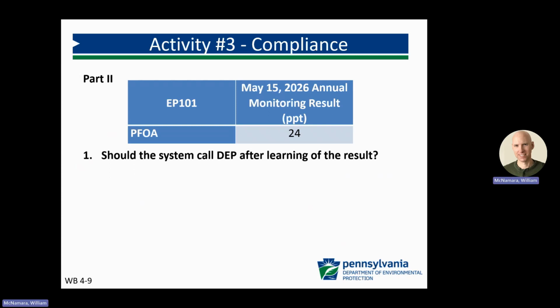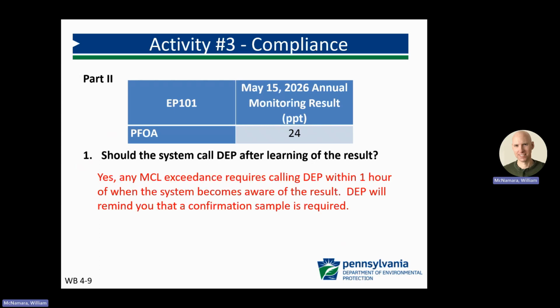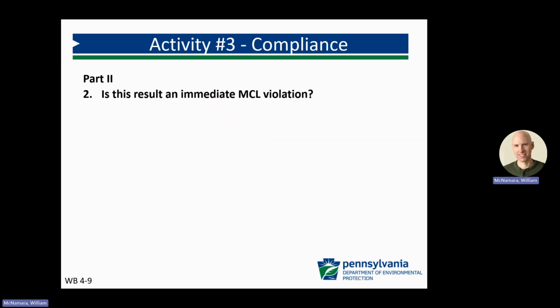All right, part 2, the first question there, we showed you that Rolling Embers did get to annual monitoring, and then in May of 2026, they had this result of 24 for PFOA. So the question is, should the system call DEP after learning of the result? Well, yeah, that's an MCL exceedance. Again, requires to notify DEP within 1 hour. And this is a point where in that conversation, we'll remind you of the required confirmation sample because you've had this exceedance while on annual.